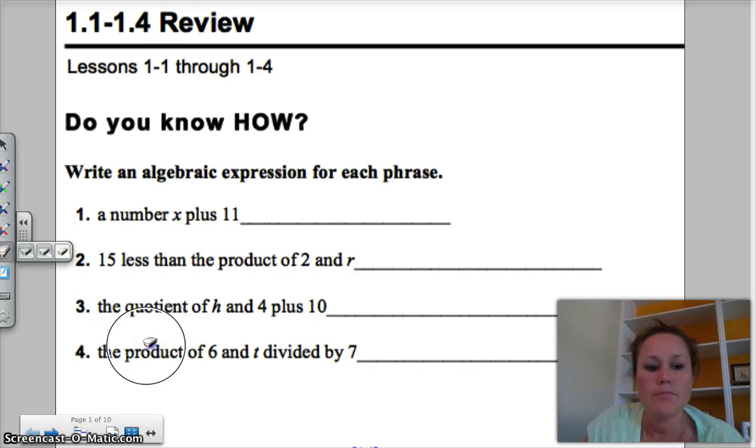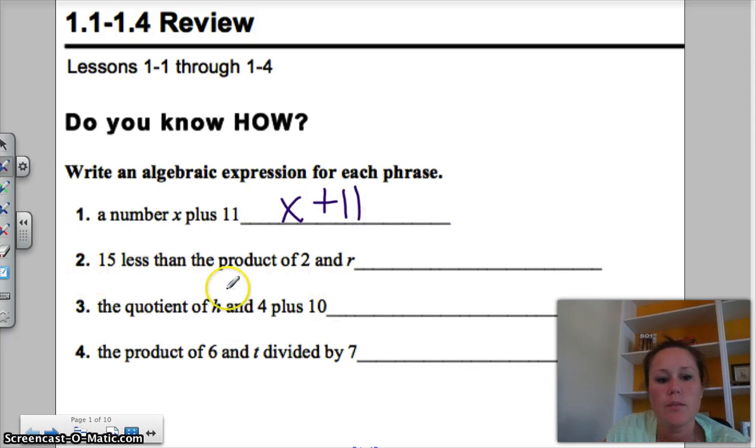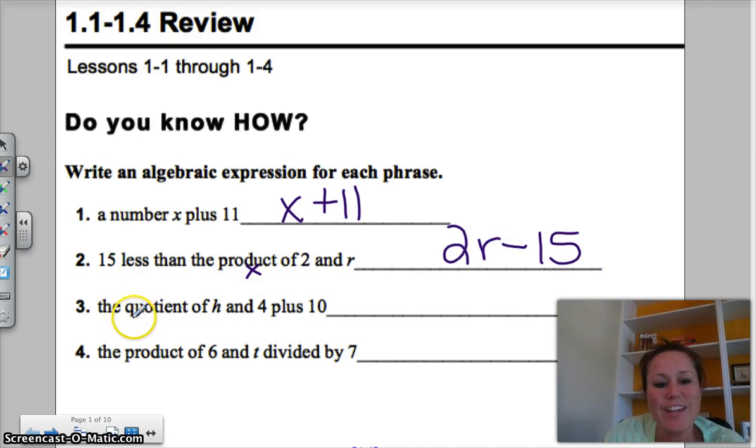All right, so let's start. This one should be x plus 11. Number 2, 15 less than, that tells me that minus 15 goes at the end. And the product of 2 and r tells me that I'm multiplying 2 times r. The quotient of h and 4 plus 10 has to be fancy: h over 4, we're not using the division sign, plus 10.